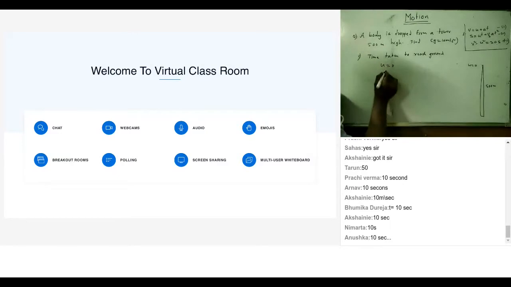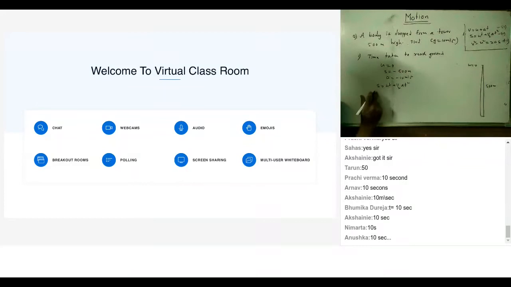What else do I know? I know S equal to how much? Minus 500. Why is it minus 500? Because it is downwards. And after that, acceleration is how much? Minus 10 meter per second square. I need time. So which expression will I use? I'll use S equal to ut plus half at square.